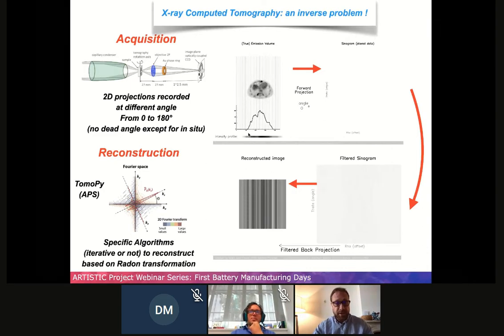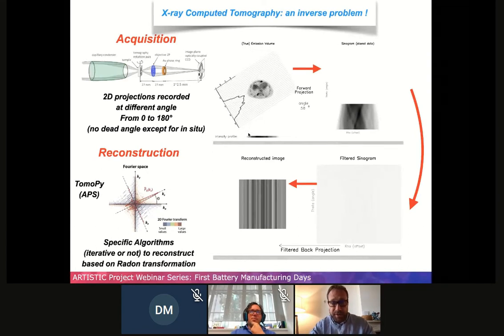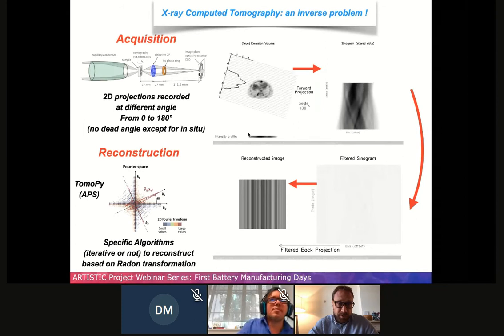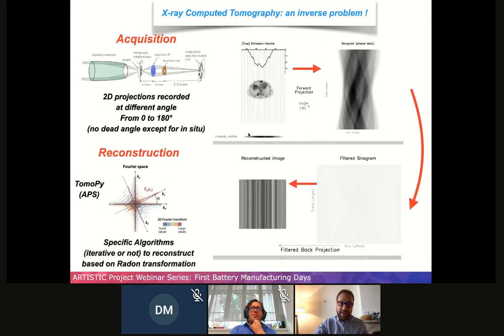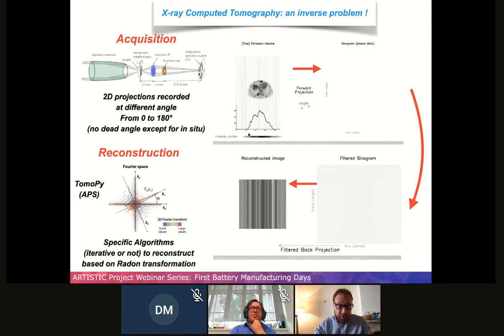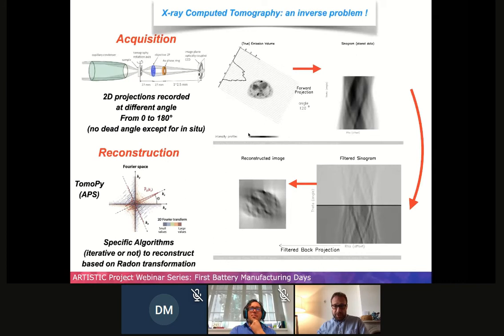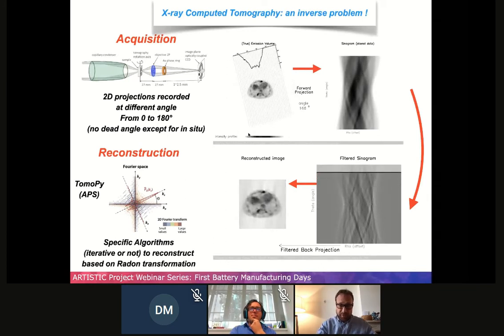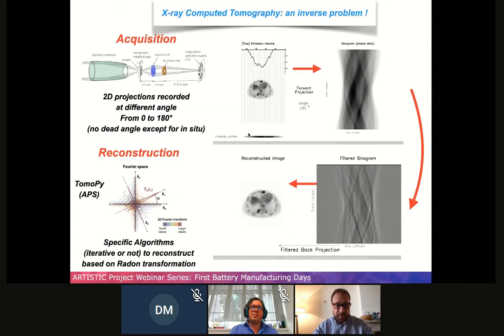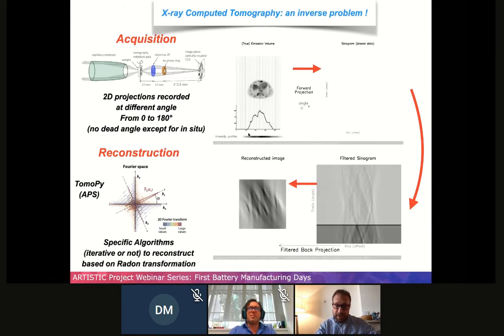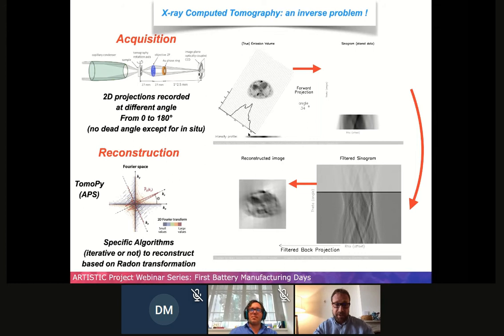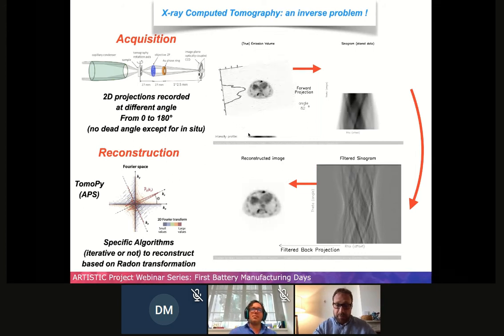You have the acquisition. So you have a rotation of the sample and you acquire a sinogram. So it's a 2D projection recording from 0 to 180 degrees. So you have a dead angle or no dead angle, it depends if you use an operando cell. And then you have to go from the sinogram to the reconstruction of the image. For that, you use Fourier space using a Radon transform with back projection.